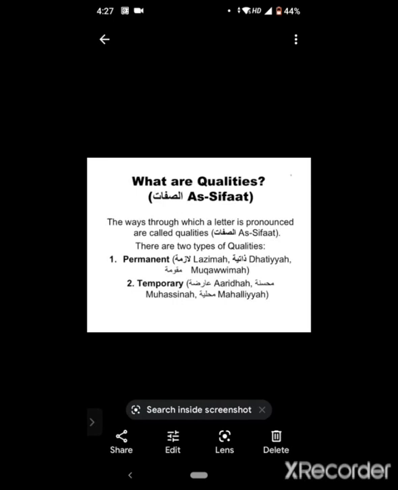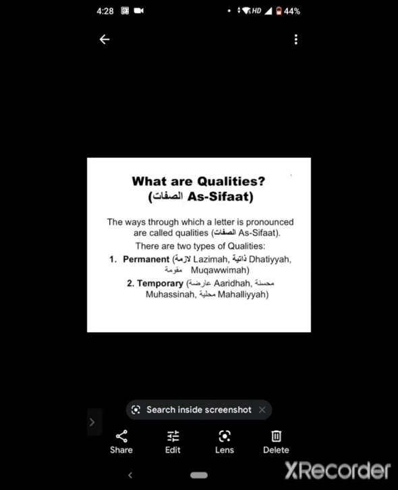Sifat lazima means those qualities which are permanent in those particular letters. That quality won't leave that letter however it is, whether it is with fatha, kasra, sukun, or dhamma, however the condition is, that sifa, that quality will be with that letter always.